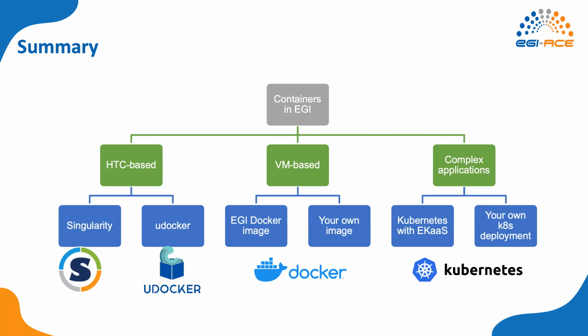If you are looking into running things in a virtual machine, basically you can either bring your own image or use an EGI Docker image and log into that and use Docker as you would do on your laptop. And if you're looking into complex applications, you can, of course, do your own Kubernetes deployment, but we offer this Kubernetes as a service, which is this EC3, to make it easy for you.